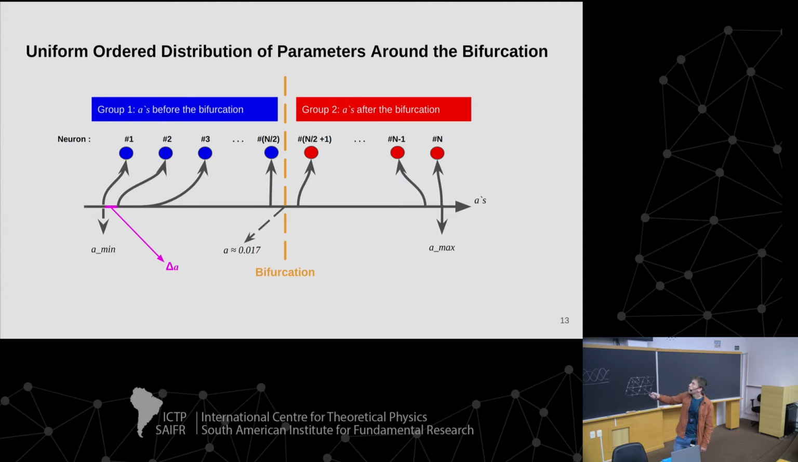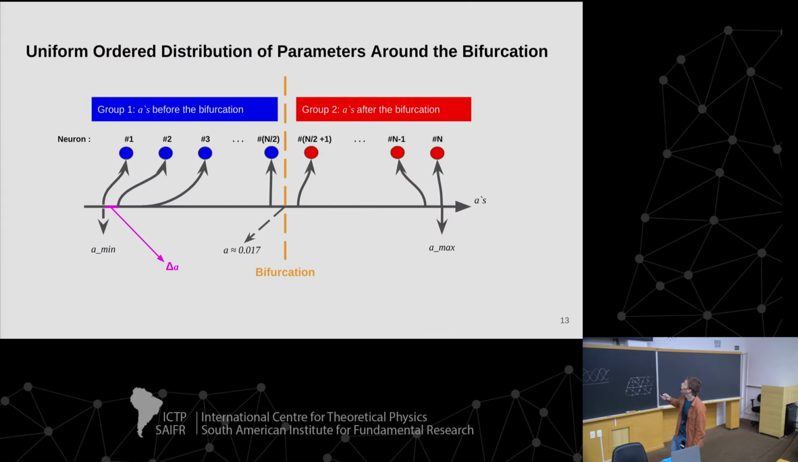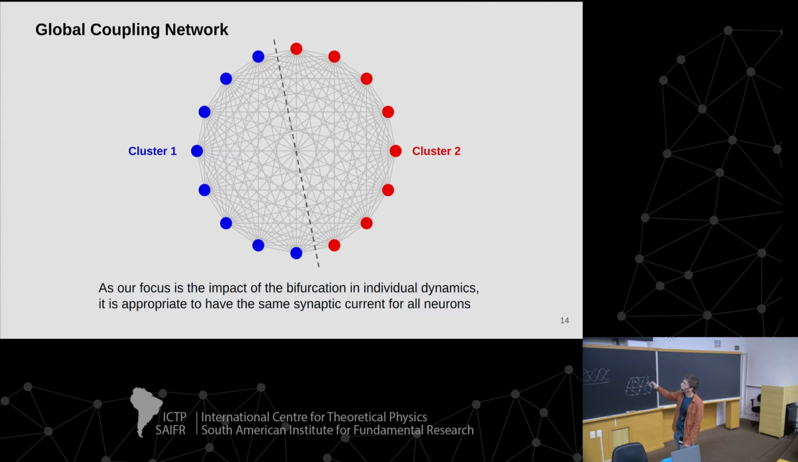And also, because of the bifurcation, I can classify the neurons into 2 groups. Group 1 are neurons before the bifurcation, and group 2 are neurons after the bifurcation. So from this picture, you see that after the bifurcation, some neurons will have access to some property easier than others because of this gap.